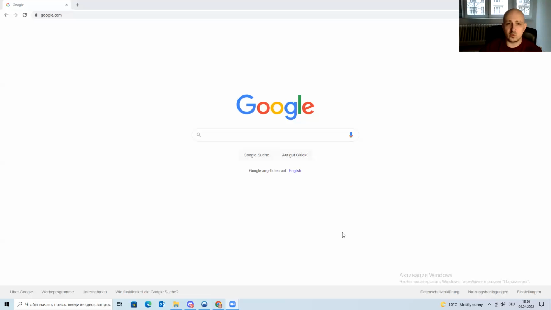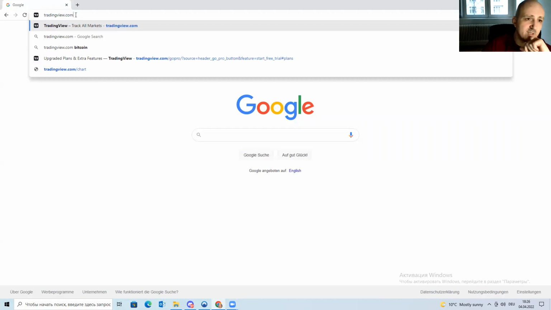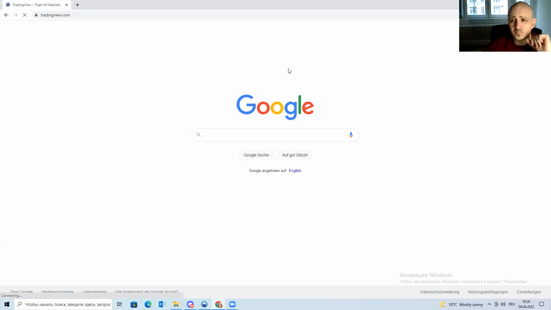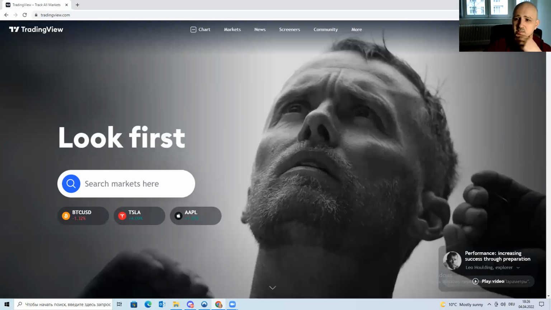So let me share first of all my screen, right? So we start with a fresh screen in Google Chrome. As the first thing, what you need to understand, you need a very good platform where you can see the price movement. And the only one platform, of course, is TradingView, right? So we type in tradingview.com, right? And then all you need to do is, here on the right side, there is a button, get started.